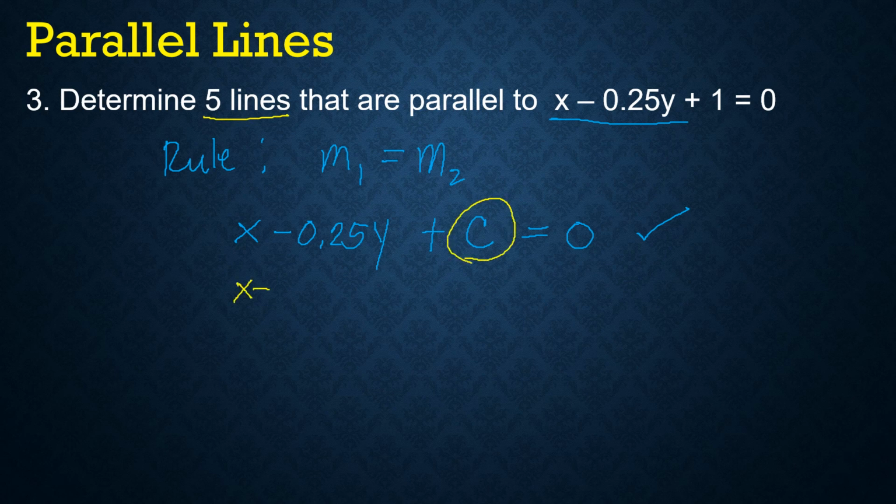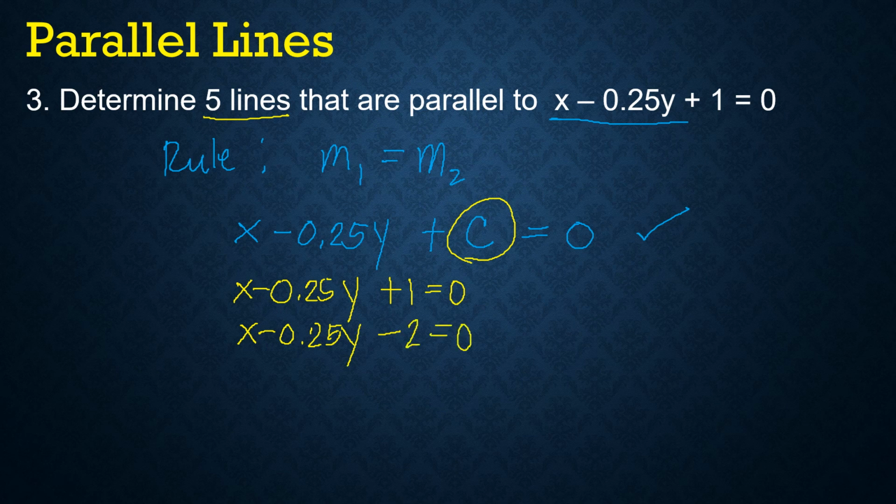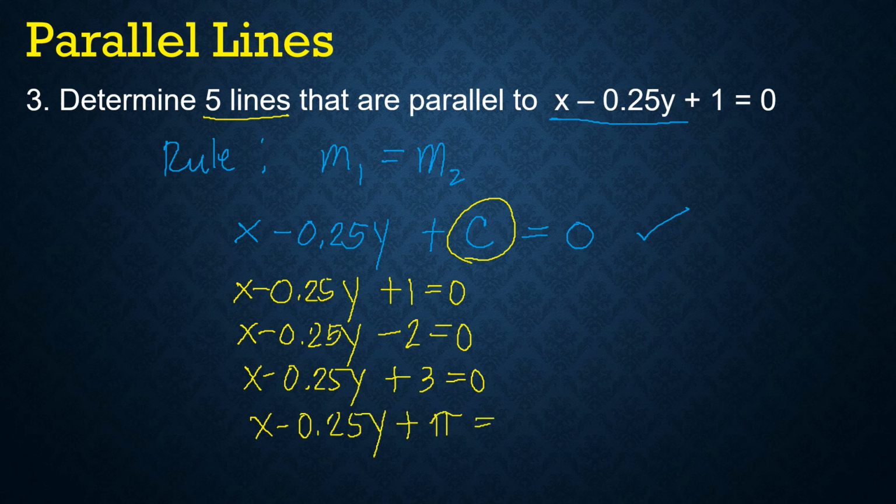Therefore, we can have x minus 0.25y plus 1 is equal to 0. We can also have x minus 0.25y minus 2. The third, plus 3. So you can just select the constant that you like. You can have pi also as a number. And you can have plus 0.7 is equal to 0.